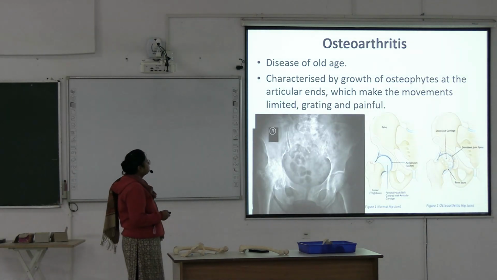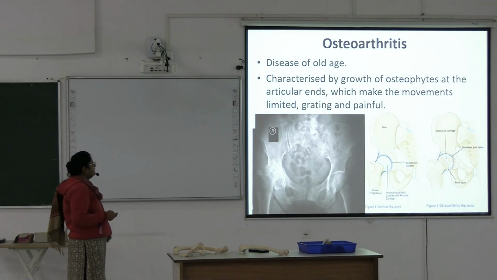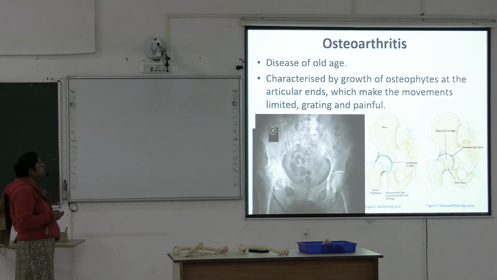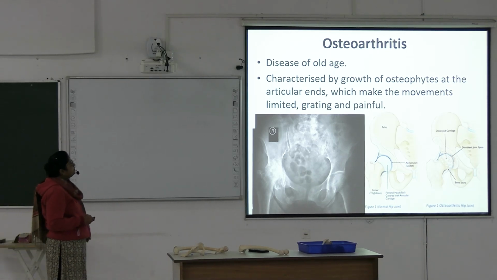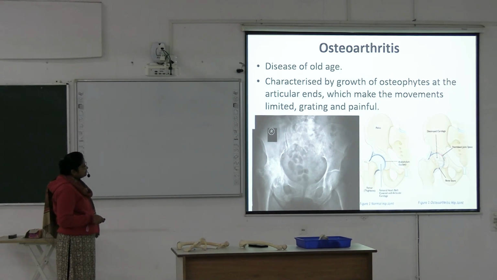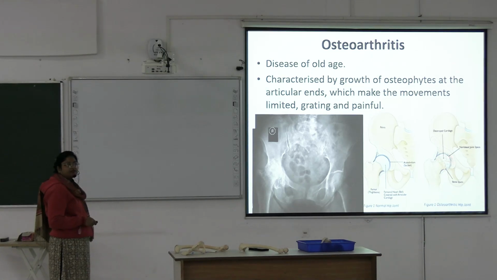Next, osteoarthritis of the hip joint. It is a disease of old age, and it is characterized by growth of osteophytes at the articular ends. See, opacities you can see, these are the growth of osteophytes over the articular surface, which make the movements limited. Grating movements or grating sound occurs during the movement because of the friction between these rough surfaces.